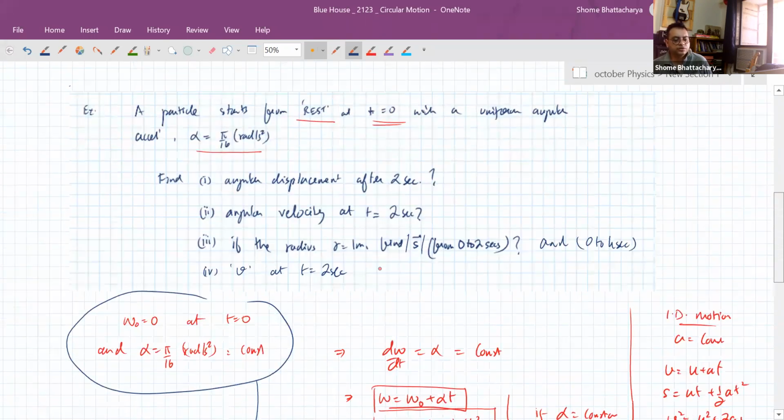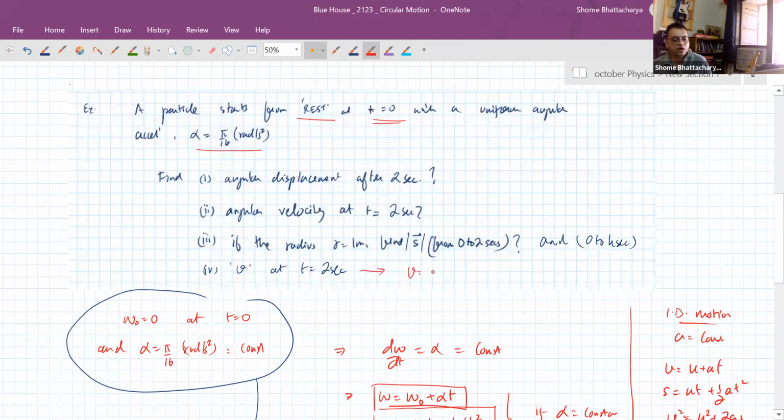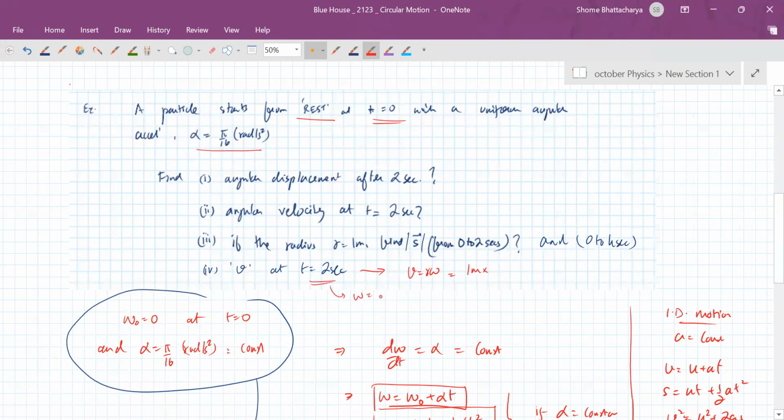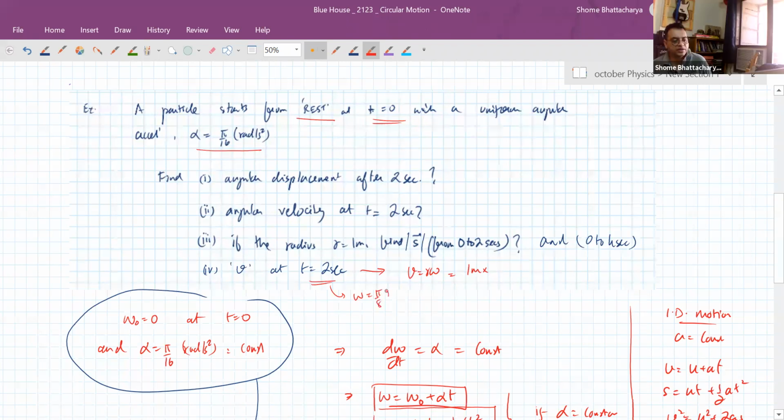So for this, we'll just use the relation that V is equal to R omega. We were talking about this earlier. So V is equal to R omega means this is 1 meter into, now what was omega at 2 seconds? Omega at 2 seconds we had seen was pi by 8 radians per second.